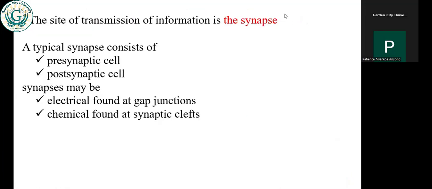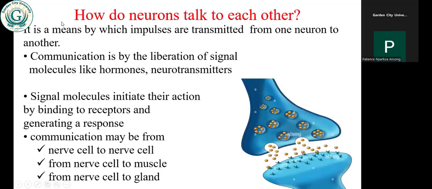So this is the means by which signals or impulses are transmitted from one neuron to the other. And communication happens by the release of hormones or neurotransmitters. Neuro is neurons, transmitters transmit. So these are chemicals that help transmit the signal across the synapse.